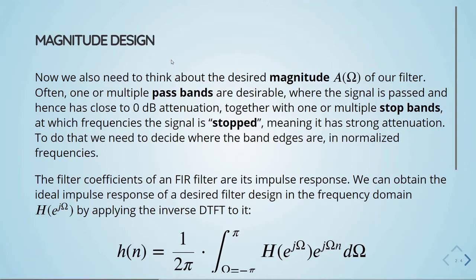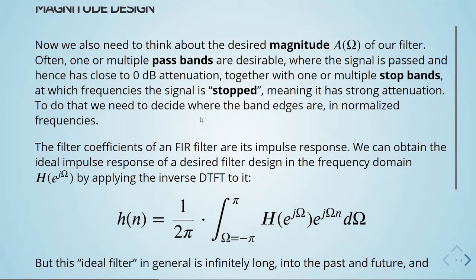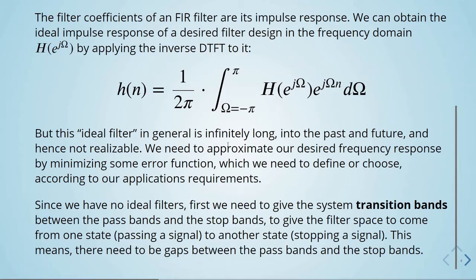The filter coefficients of an FIR filter, the finite impulse response filter, are its impulse response. So we can obtain the ideal impulse response of a desired filter design in the frequency domain by applying the inverse DTFT to it. The thing is that an ideal filter in general is infinitely long. It goes into the past and into the future, and it's not realizable. So what we can do is approximate our desired frequency response by minimizing, for example, some error function, which we need to define according to our application requirements.